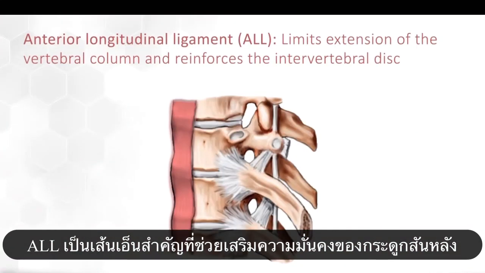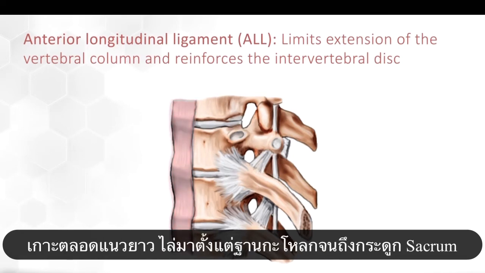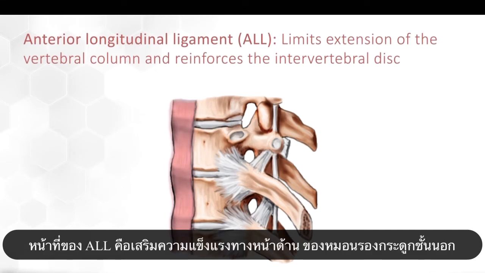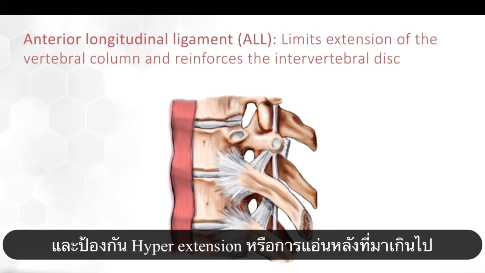A primary spine stabilizer, about 1 inch wide, the anterior longitudinal ligament, or ALL, runs the entire length of the spine from the base of the skull to the sacrum. It connects anteriorly to the vertebral bodies and the discs. The ALL's function is to limit extension of the vertebral column and reinforce the intervertebral disc.